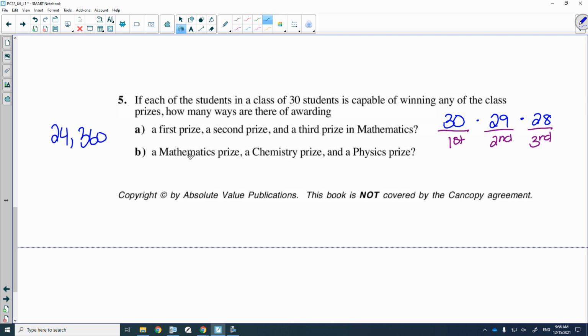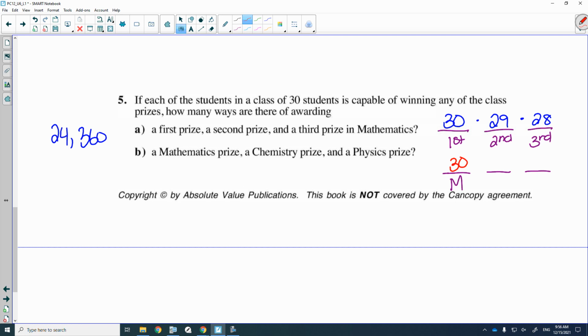Here's how it changes if those 30 students have a math class, and one student gets the math prize. Then they go to chemistry, one student gets the chemistry prize. Then they go to physics, one student gets a physics prize. So there's still three different stages. The first stage is in the math class. One of the kids is going to get a prize. There was 30 kids to choose from.